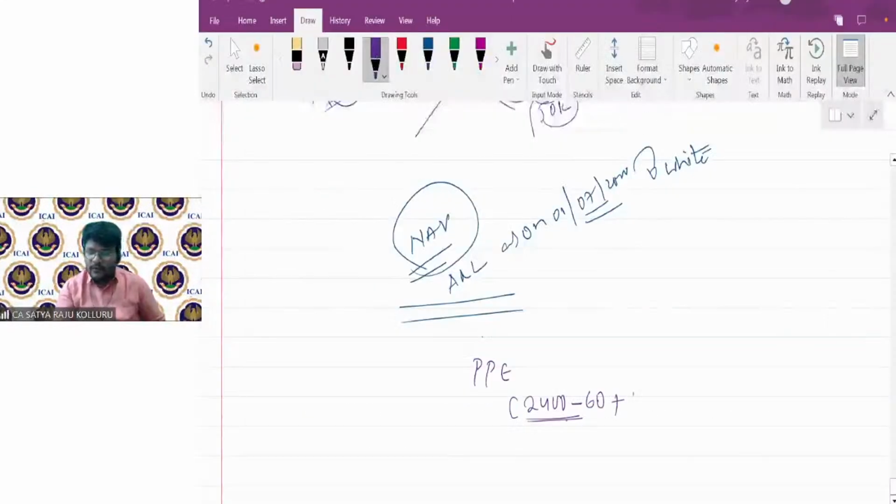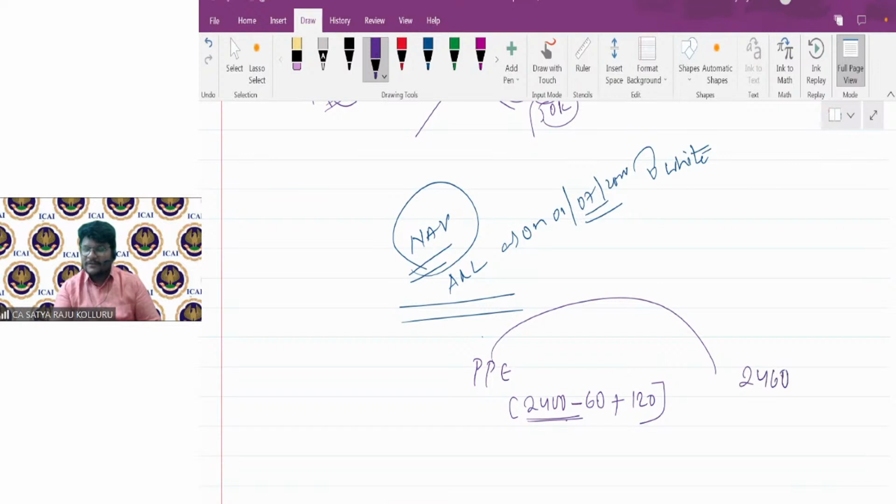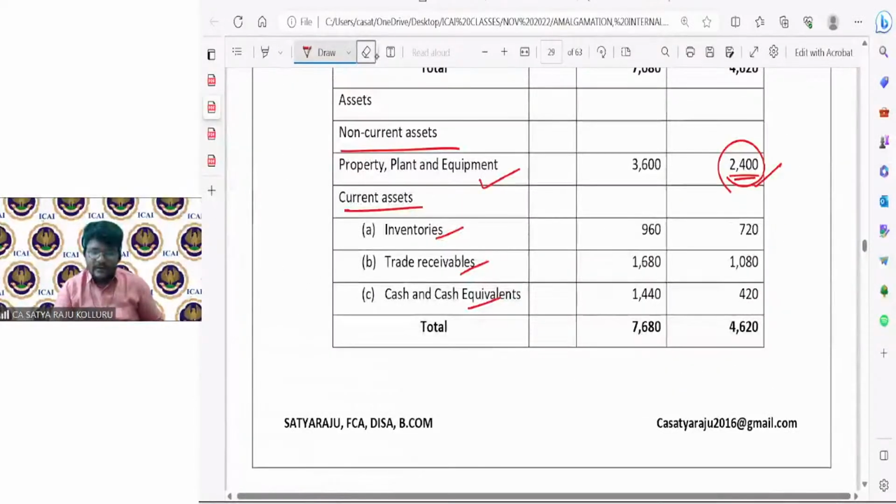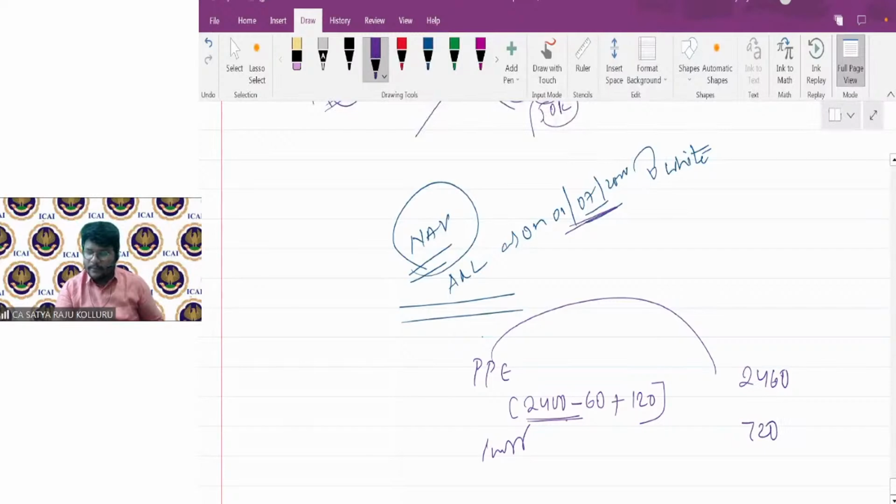1,20,000 means you can only consider 120 in thousands. Then you know the PPE agreed value. PPE agreed value, how much? PPE agreed value is 2,460. This is how you need to value each and every individual asset as on 1st July 2020 for knowing the PC or for knowing the NAV. Next, sir, after PPE, what will be the next asset? Current assets, inventory. Sir, if nothing was mentioned, it means same book value, that is 720 only.